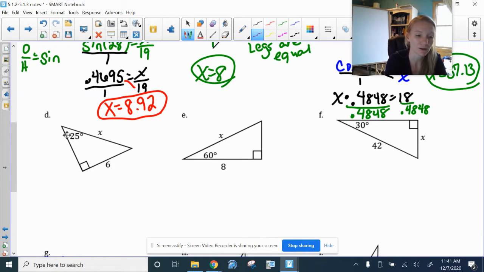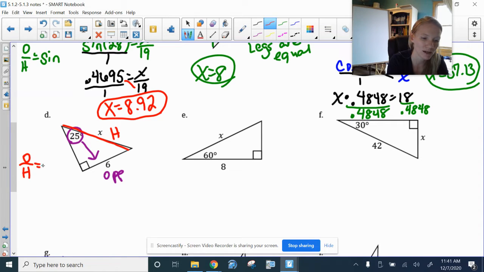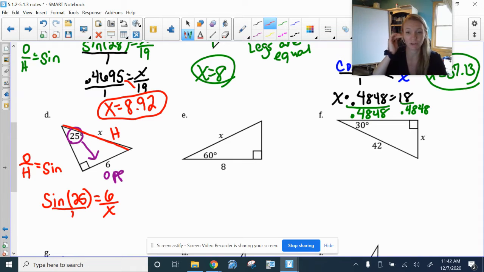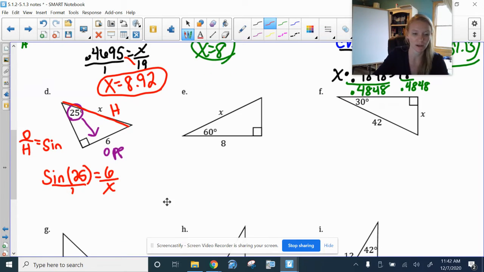On the next one here, my angle is 25 degrees. So my opposite is my 6, and that means my hypotenuse this time, or my x, is my hypotenuse. So here again, I'm working with O and H, which means I'm doing a sine problem. So I'm going to do sine of the angle. The angle always goes there. Opposite is my 6, and my hypotenuse is x. So here again, I know that I'm going to have to divide because I'm looking for my hypotenuse. So I'm going to end up doing 6 divided by whatever the decimal is.